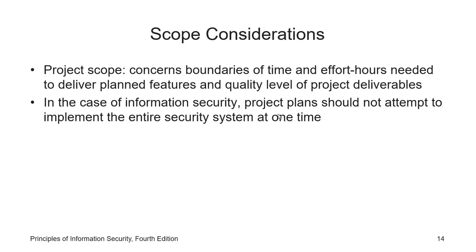In the case of information security, project plans should not attempt to implement the entire security system at one time. You cannot change the whole system at one time. It will be very hard to implement such security measures and then fail in the whole system. If you implement one security measure and there is a failure, then you can adjust the failure as needed. But if it was for the entire system, it will be very hard to implement.